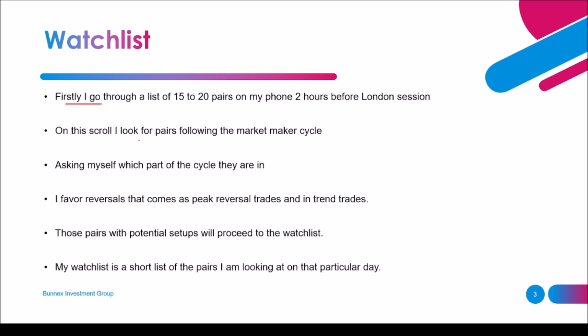On this scroll, I look for pairs following the market maker cycle, asking myself which part of the cycle they are in. I favor reversals that come as peak reversal trades and in-trend trades. By in-trend trades, I imply those that are continuation patterns. Those pairs with potential setups will proceed to the watch list. So my watch list is basically a short list of pairs I am looking at on that particular day.